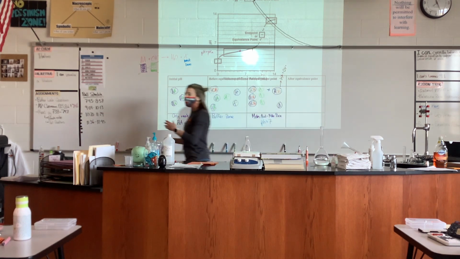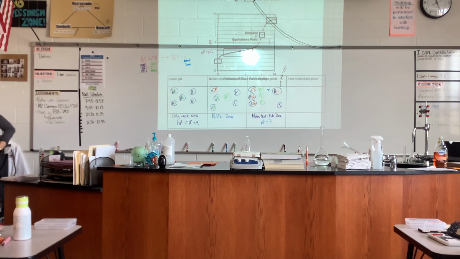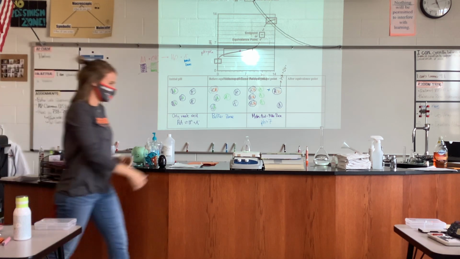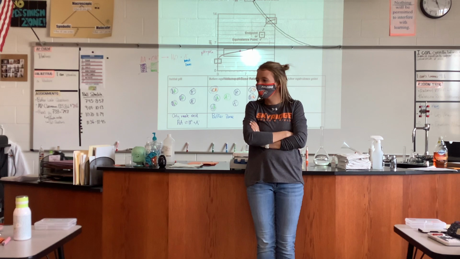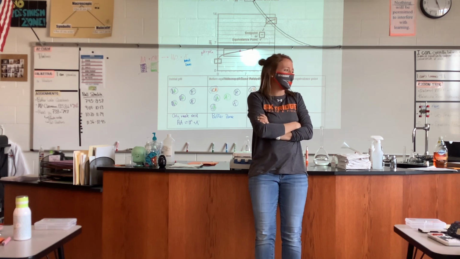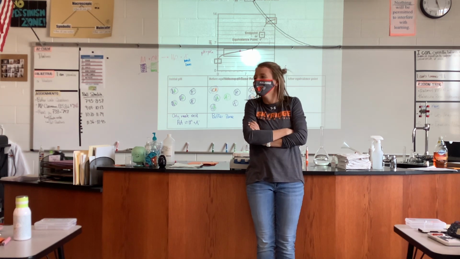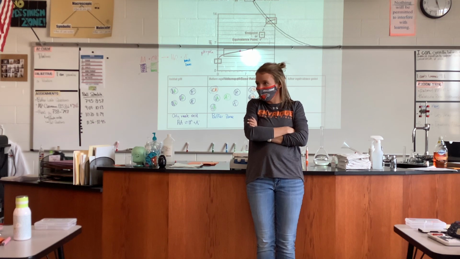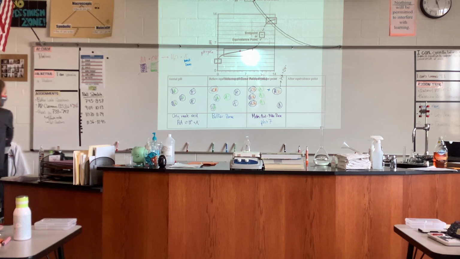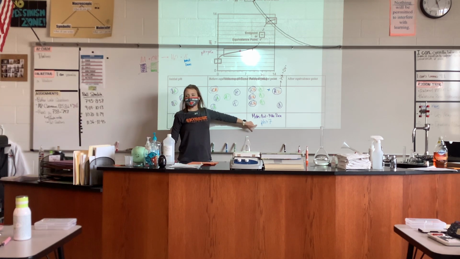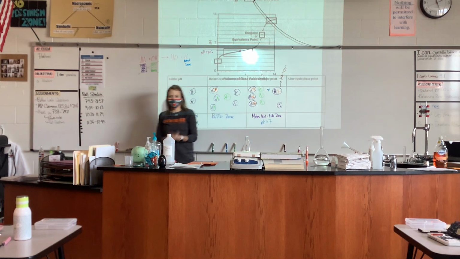Okay, really quick, play rock, paper, scissors with your table buddy. That's 2 out of 3. Find a winner. Go. Okay, raise your hand if you're the winner. If you are the winner, you are now going to teach your table buddy why the pH is greater than 7. Ready, set, go.